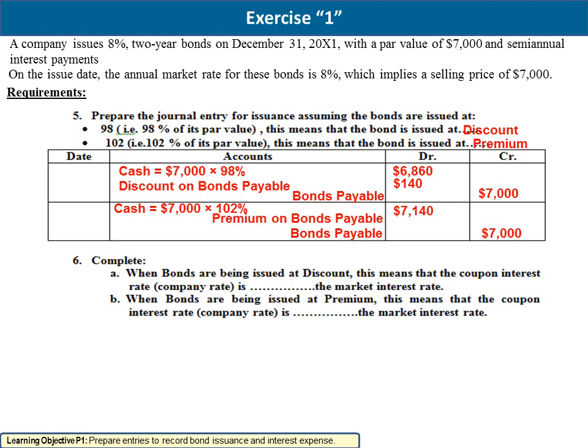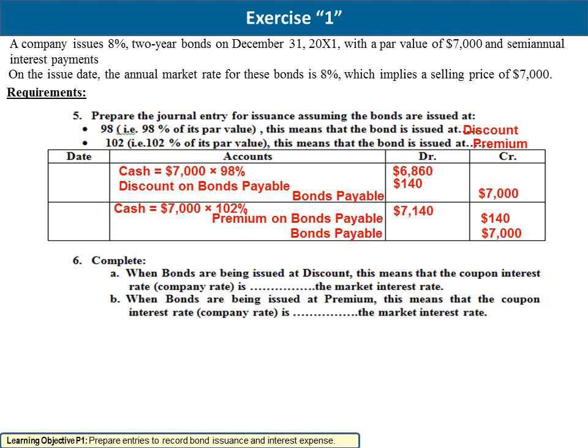So we are going to call it premium on bonds payable. Premium on bonds payable, we agreed that it is an adjunct account, so it will be added to the bonds payable when we do the balance sheet. So that was related to requirement 5. Now let's do requirement 6.